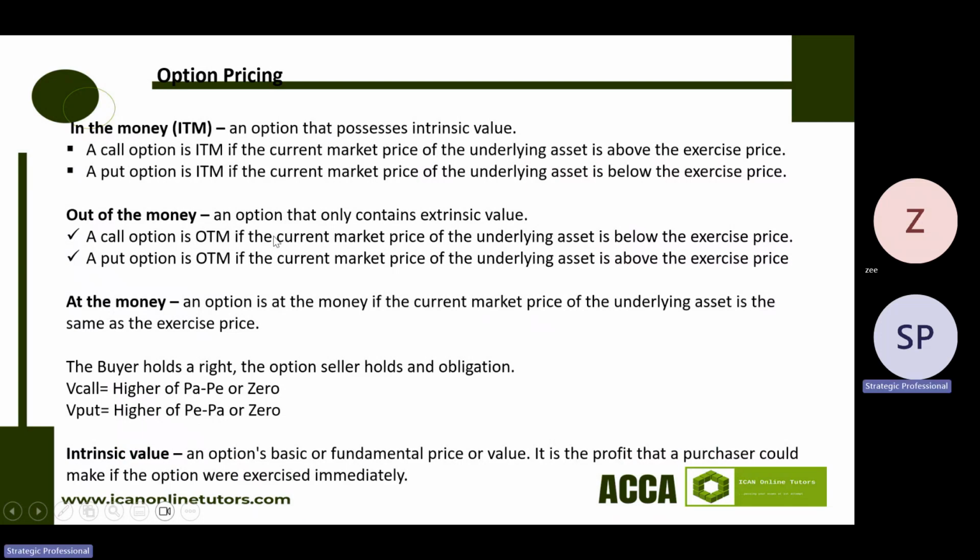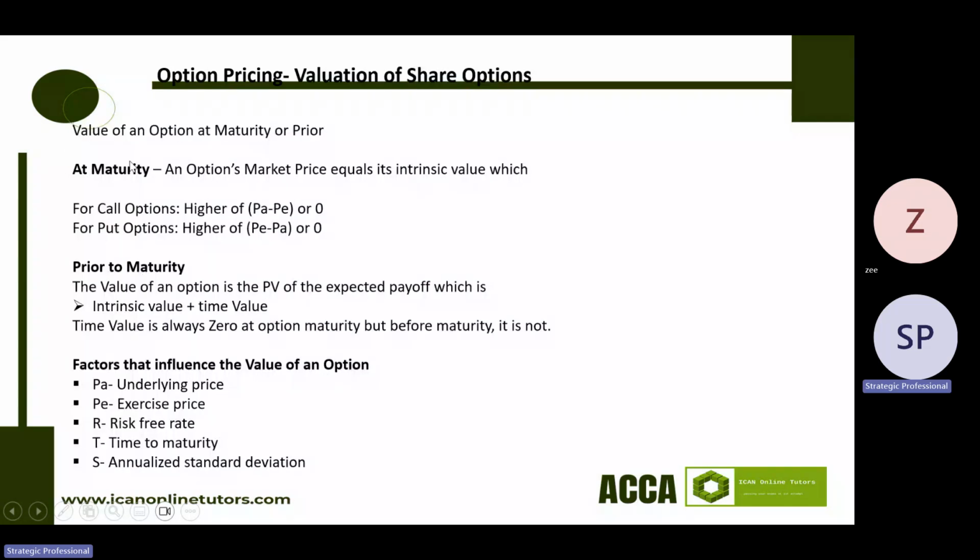So now we have at maturity, and prior to maturity. Prior to maturity, the value of an option is the present value of the expected payoff, which is intrinsic value plus time value. Time value is always zero at option maturity, but before maturity it is not. We are still going to go back to this, so don't stress your head too much.